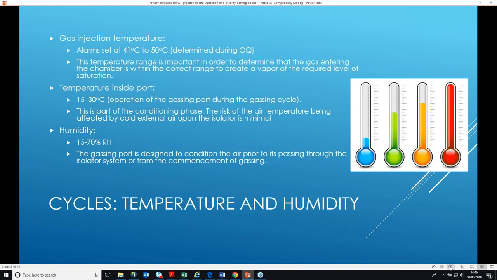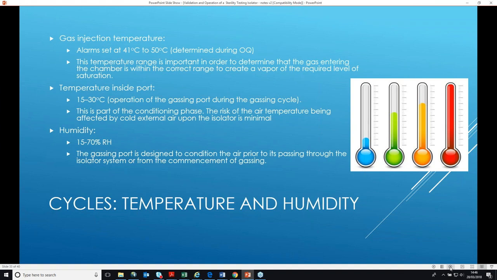So looking at some of these parameters further, with gas injection temperature, in this particular case study, the alarm range was 41 to 50 degrees, and this is something determined during the validation. But if this temperature is out, then it will affect the effectiveness of kill. Also important is the temperature inside gassing ports. Again, in this case study, this was 15 to 30 degrees. And this is important as part of the conditioning phase, and because of the risk of air temperature being affected by cold external air upon the isolator.